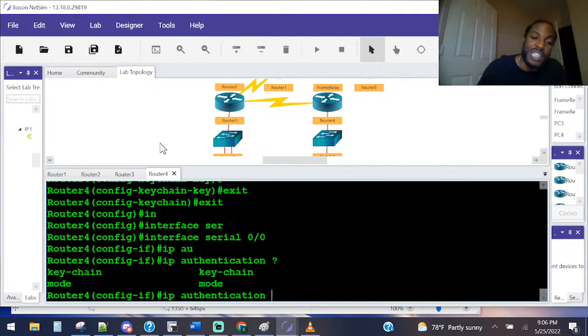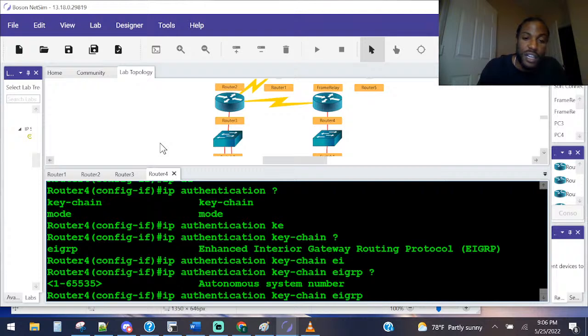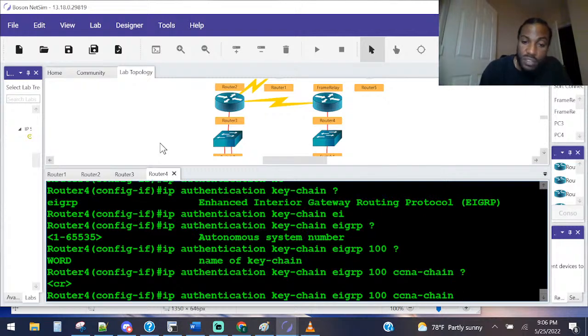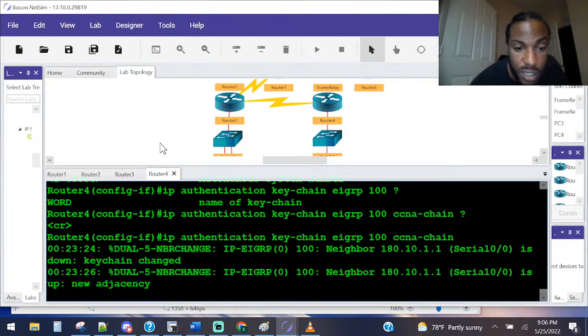So yeah, IP authentication, and then keychain, EIGRP, 100, and then the name of the keychain was CCNA-chain, and then press enter, and that should break down the neighbor relationship, and there it is right there. Well, no, hold up. What did I just do here? CCNA-chain? Yeah, that's what it was. Yeah, but we got an adjacency still.